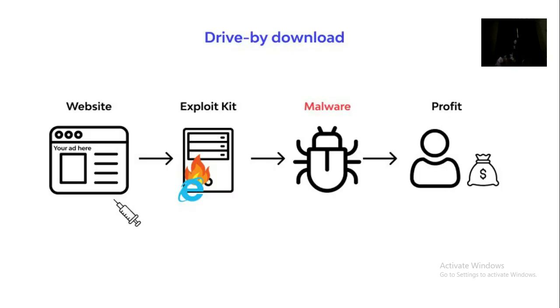Then this is a graphical explanation of drive-by downloads from websites where malware has already been injected using exploit kits. When the malware is already installed on the website, definitely the profit comes in. It could be files, information, data, logins, employee information, and all.